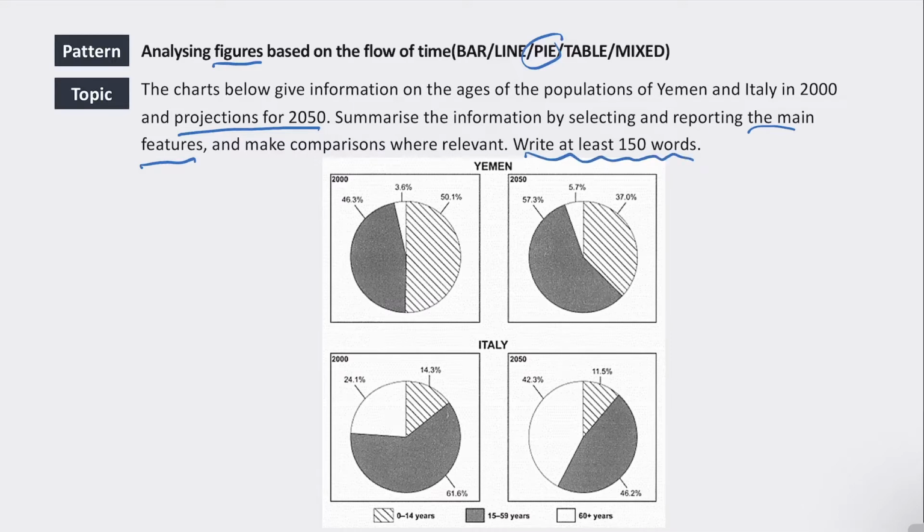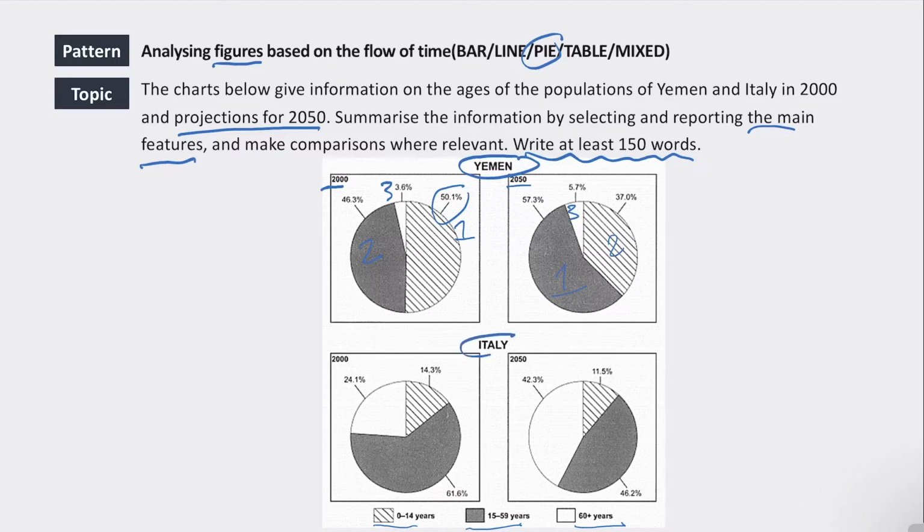Okay, so the first thing you should do with your task 1 is that you should look at your graphs and look at the data that you've got. Okay, so we've got Yemen in 2000. Well, quickly we can see that we've got sort of youngest, middle-aged, oldest. Okay, so the largest proportion, 50%, is youngest. So it goes youngest, and then it goes middle-aged, and then the oldest is the smallest. And then at 2050, it changes slightly. Okay, but the smallest is still old people.